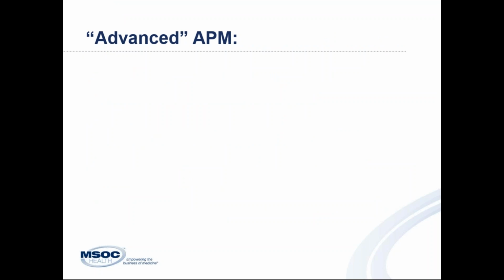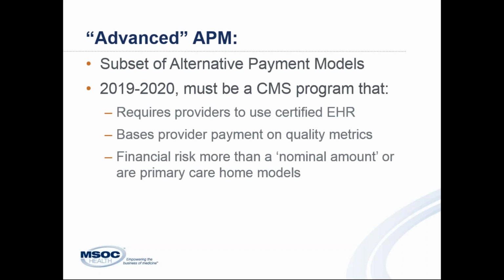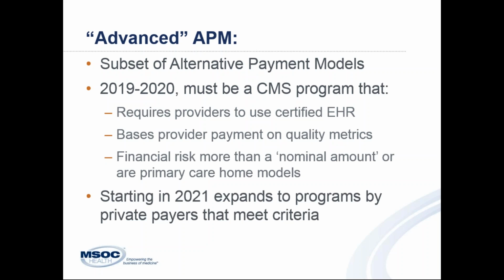And remember, to follow this pathway, you must be in an advanced alternative payment model, not just a regular alternative payment model. So by law, they have said for 2019 to 2020, the alternative payment models that are in this pathway must be a CMS program, first of all. It can't be a Blue Cross program or another provider program. It's got to be a Medicare program. They have to require providers to use certified EHRs and to have quality metrics involved and to have financial risk of more than a quote-unquote nominal amount. That's the law. And so then by law in 2021, that will expand to include more than just CMS programs.